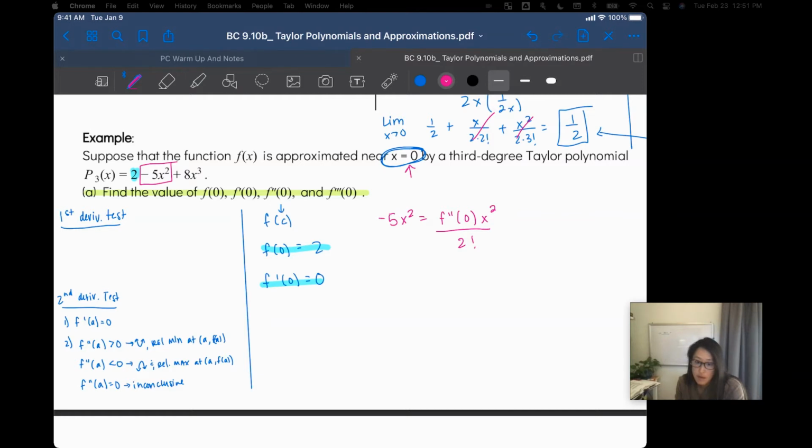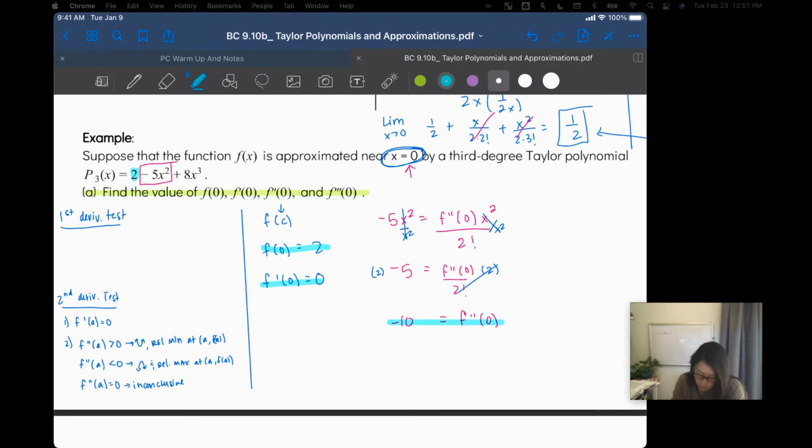Now to find the second derivative, I just need to isolate f double prime of 0. I'm going to divide both sides by x squared. That's convenient because it cancels out the x squared, and I get negative 5 is equal to f double prime of 0 over 2 factorial. I will now multiply by 2 factorial, which is just times 2, so I get negative 10 is equal to f double prime of 0. So we're breaking down the structure of the polynomial to pick out the derivatives.